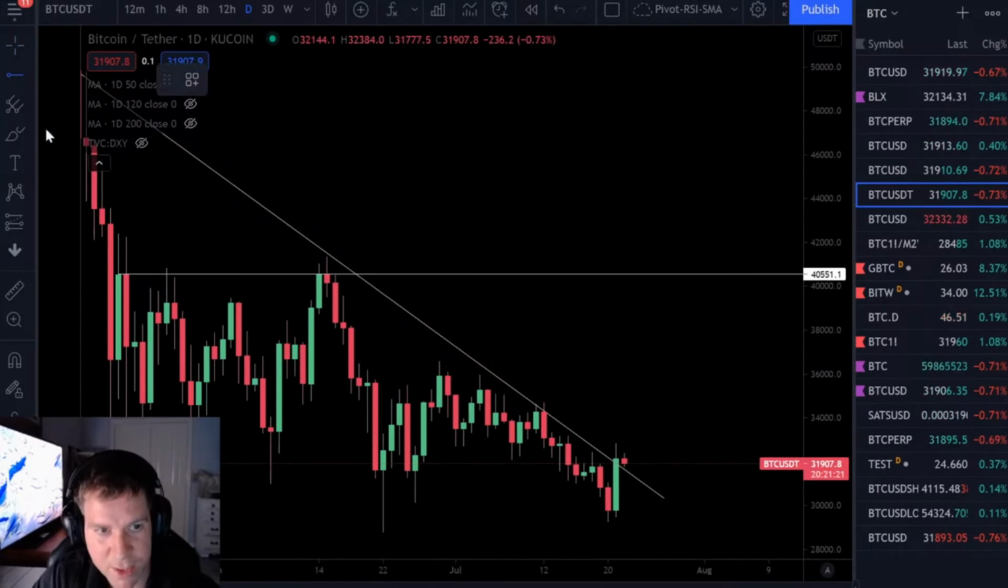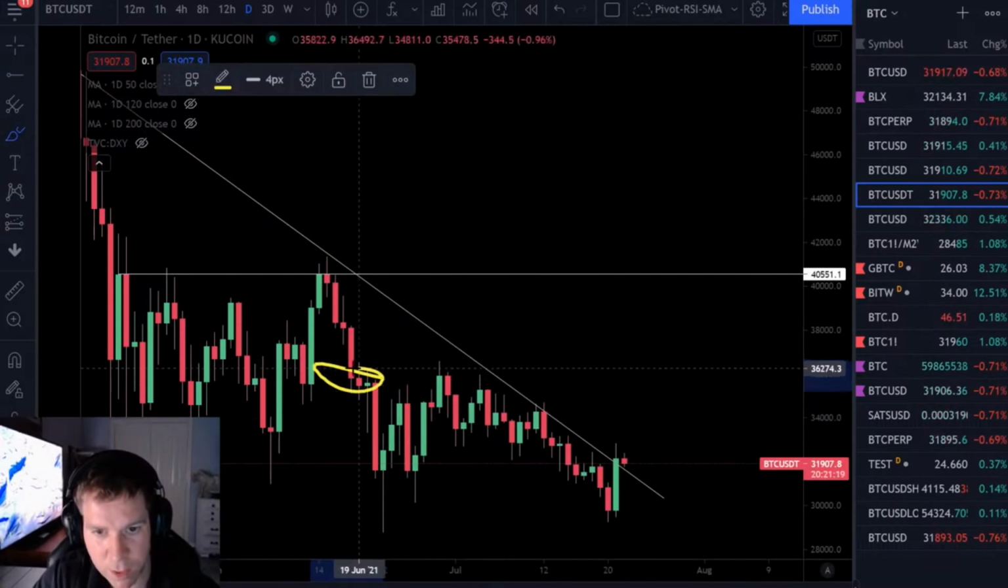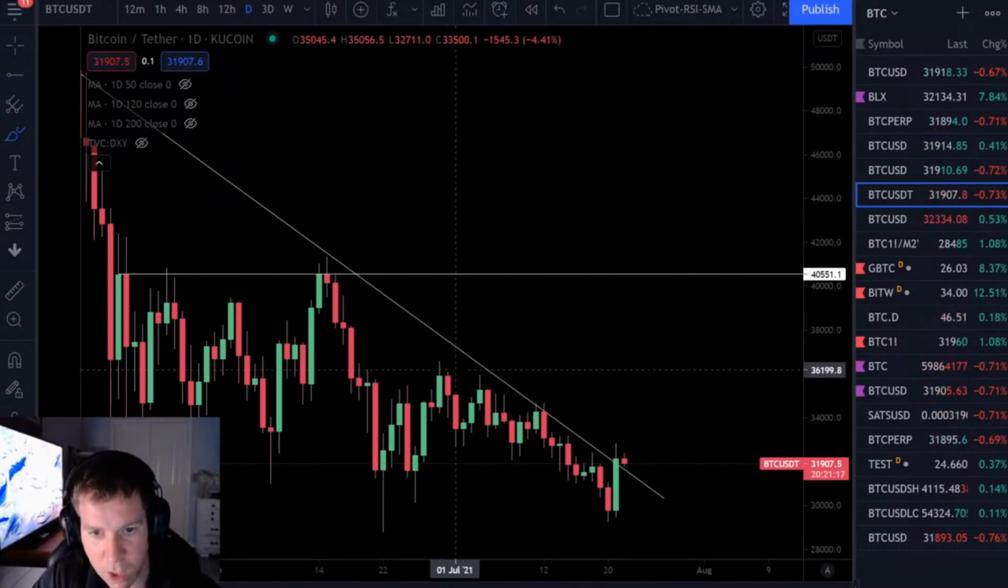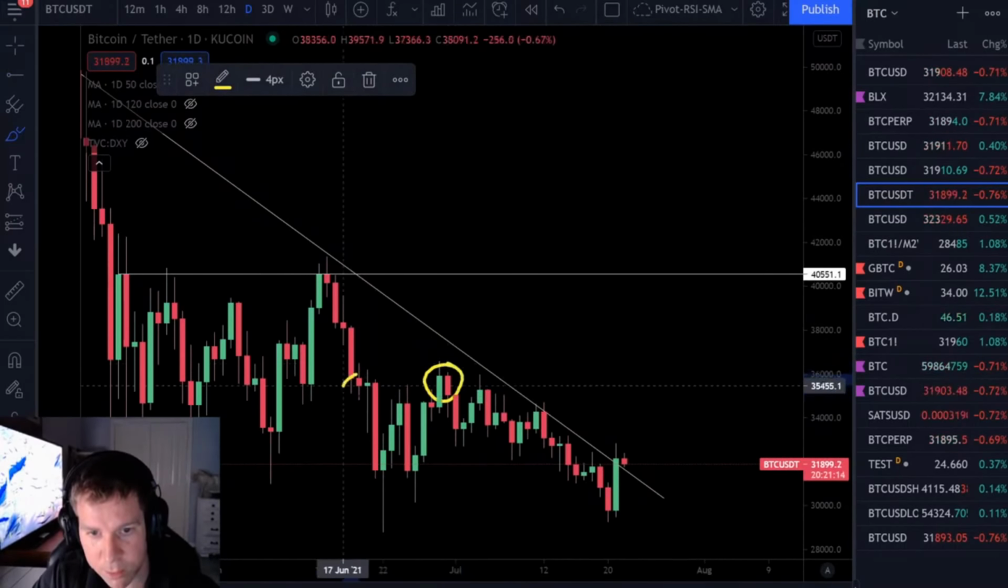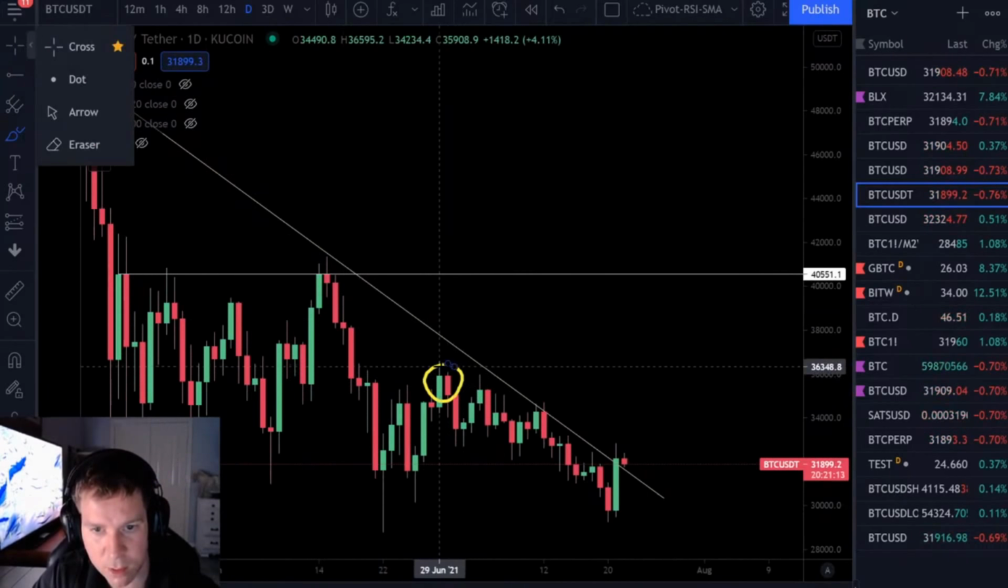So, because this bounce, a bullish attempt here, was lower than this larger bullish attempt here, I'm going to ignore this one and not draw a level on that.